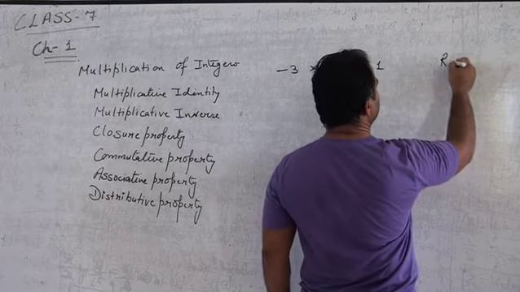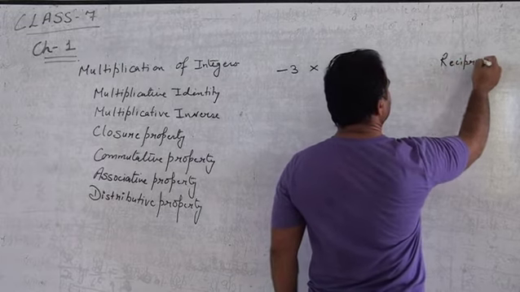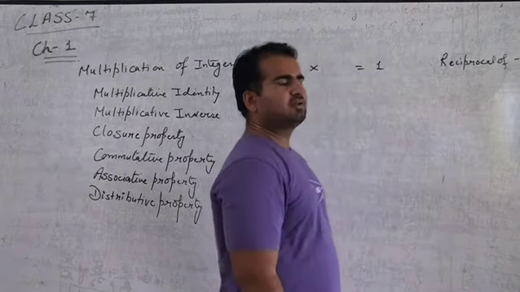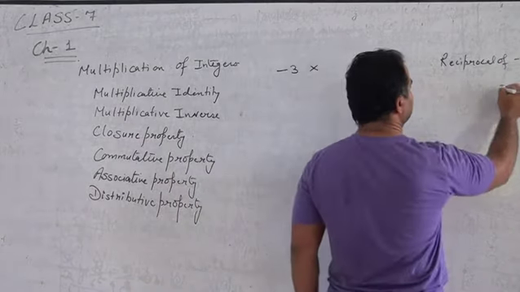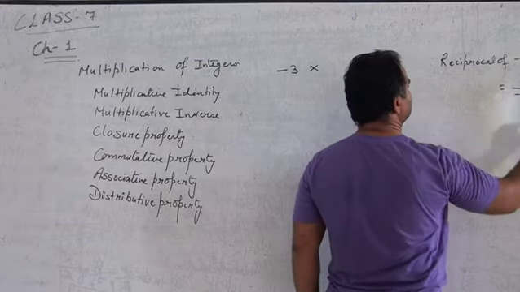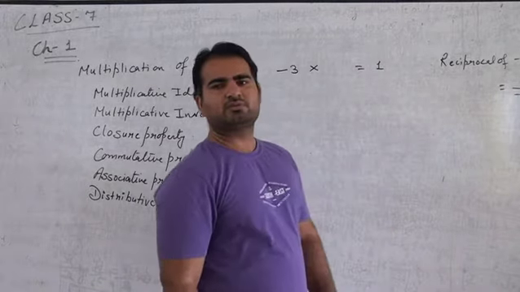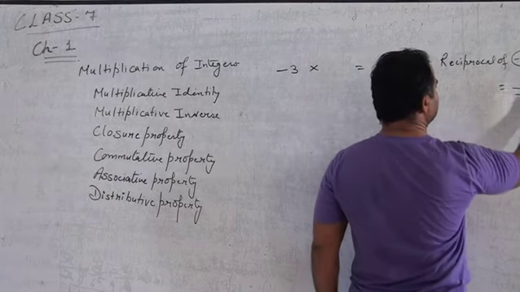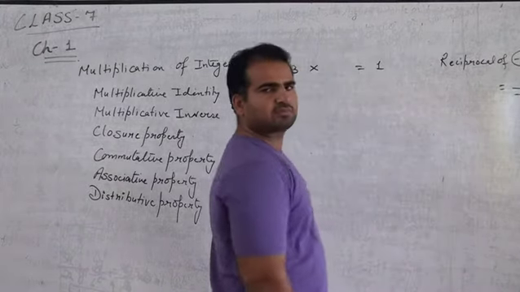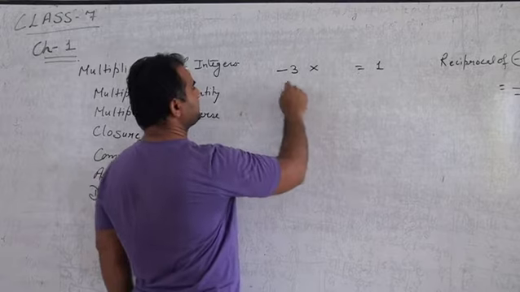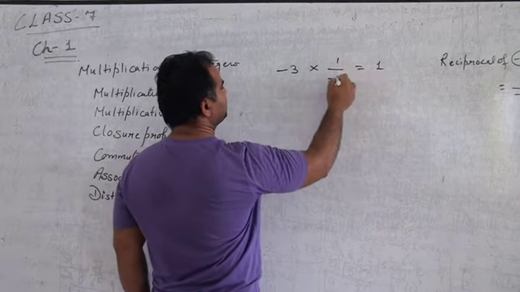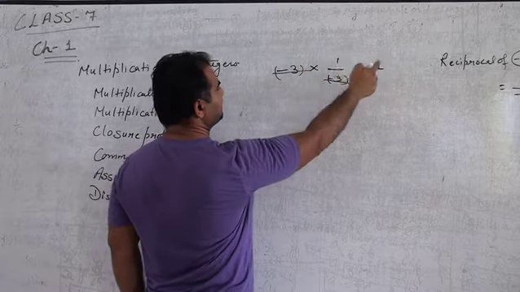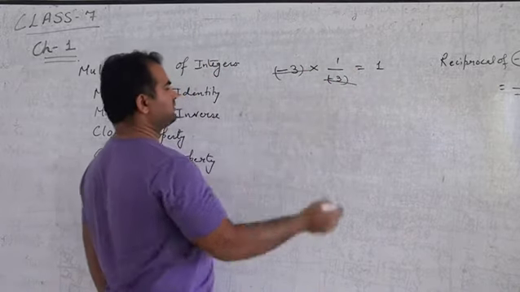The reciprocal of minus 3 should be 1 upon minus 3. As it was the numerator, we have sent it to the denominator. So minus 3 should be multiplied by 1 upon minus 3 so that they cancel each other and the answer comes as 1.